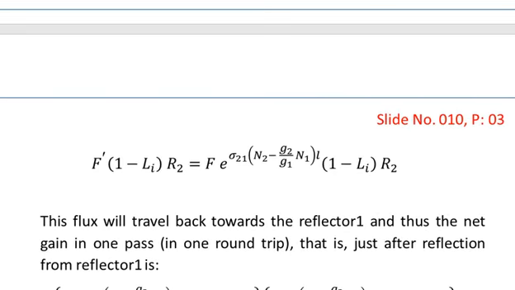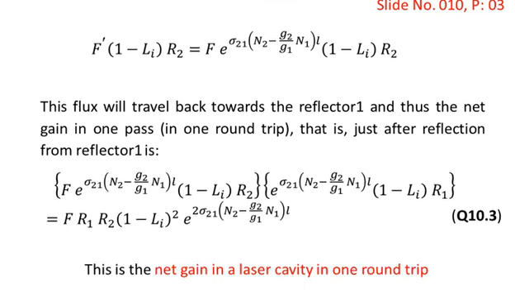So you see that this is the flux. This flux will travel back towards the reflector R1. So after reflecting from the reflector number 2, this will propagate backwards towards the reflector R1. So this flux will travel back towards the reflector 1, and thus the net gain in one round trip, that is just after the reflection from the reflector R1, is as follows.